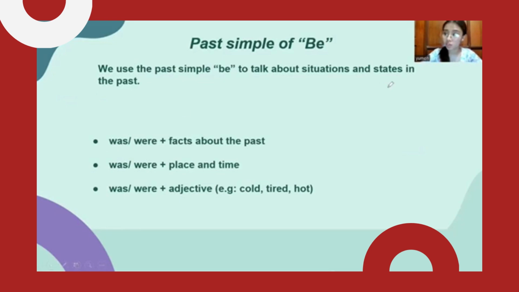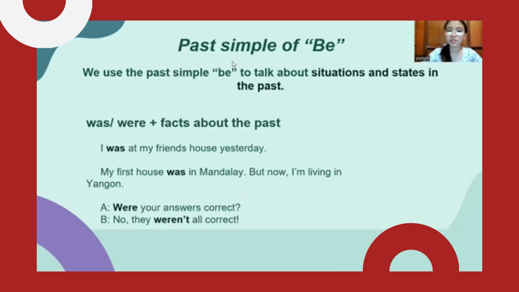So here are the general formats of past simple be. So was, were, plus facts about the past, plus place and time, plus the adjectives. For example, cold, tired, or hot. Okay, so we will learn one format after another. Okay, so let's start with the first format, facts about the past. So we use past simple be to talk about the situations and states in the past.